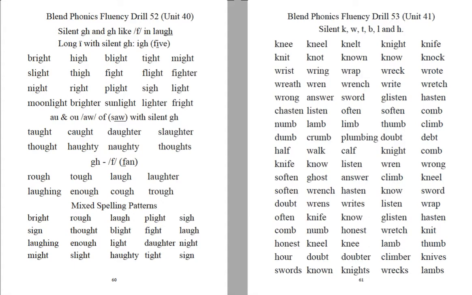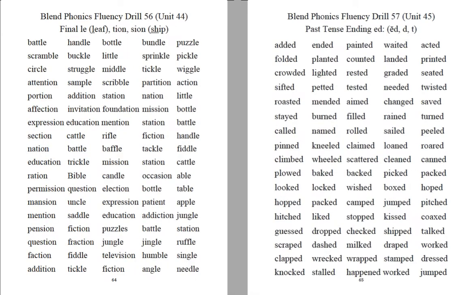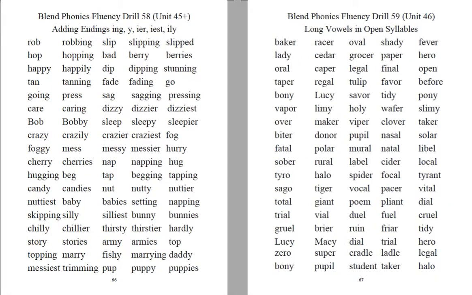53 is a lesson on silent letters, very important lesson. And again, you're working for that fluency. The S that has the Z sound, the PH, GH with the F sound, the LE and the TION, very important, and the SION with the SH sound. Then the past tense ED, and then we have here one where we're adding suffixes ing, y, ier, iest, and ily.